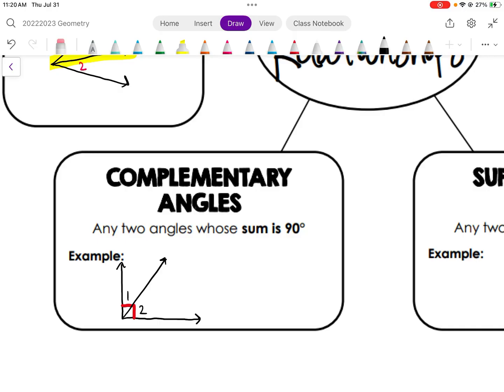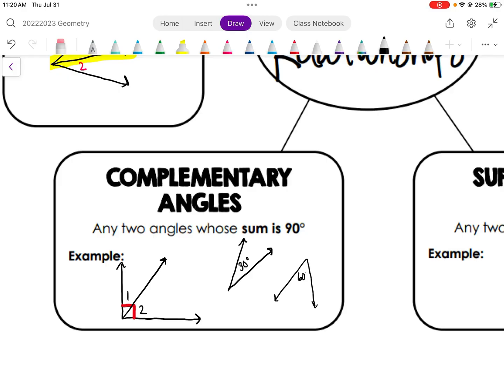But they don't have to always be set up like that. They could be separate. Like let's say we just have this angle here. Let's say this one's 30 degrees. And then we have this angle over here.